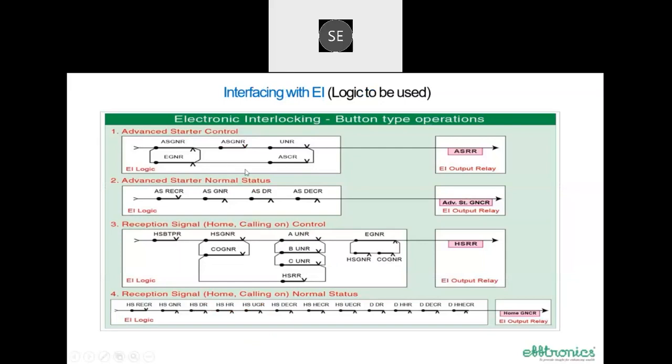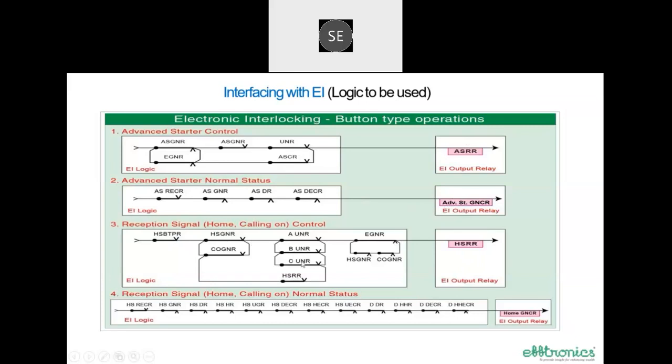So these are the typical logics to be used in electronic interlocking to generate or pick up those relays. They are quite similar to what we have seen for button type operation. The advanced signal button and its route button are used to pick up the advanced order RR. Similarly, the advanced order status and its controls or normal proving logic will pick up the advanced order GNCR.